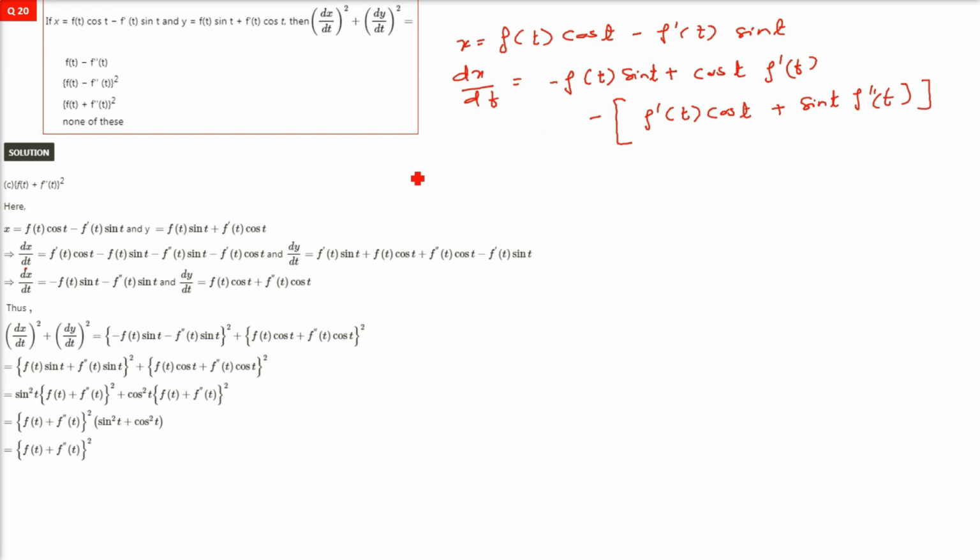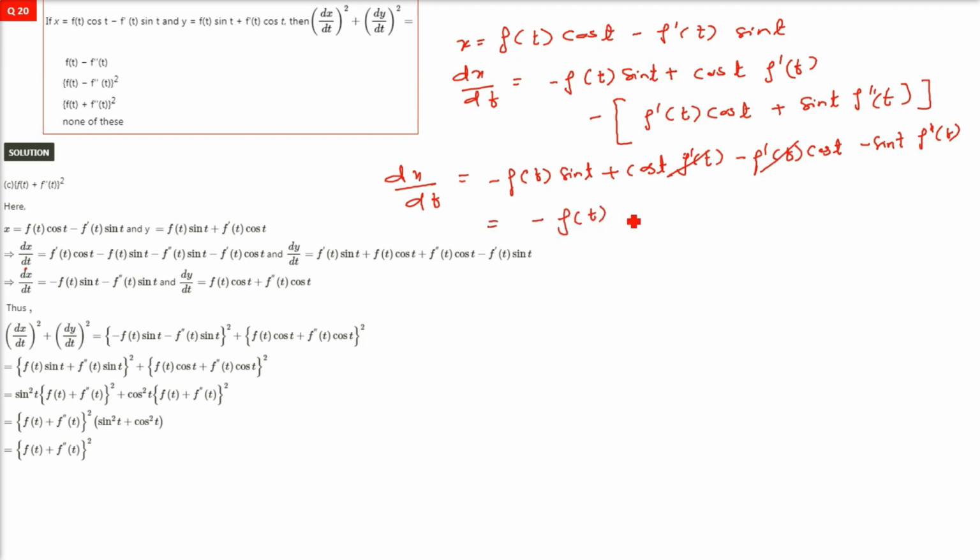Now let us open this. dx by dt will be, there will be certain cancellation here. Minus f(t) sin t plus cos t f dash t minus f dash t cos t minus sin t f double dash t. So what is the cancellation here? See, f double dash there is nothing. So we have the cancellation will be done for these two, the middle part. Okay, so what will be the final thing? Minus f(t) sin t minus f double dash t sin t.